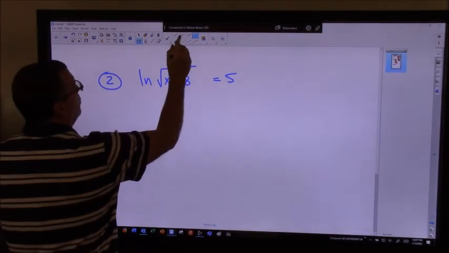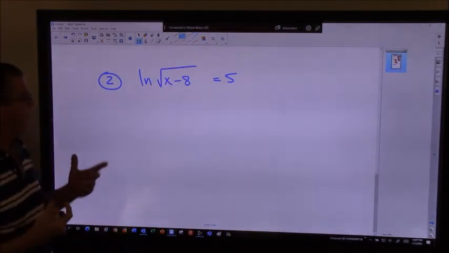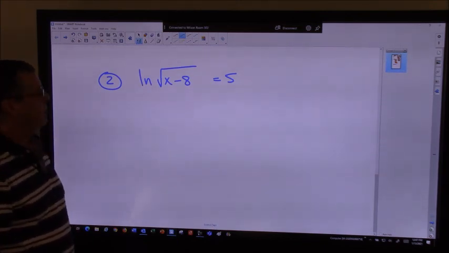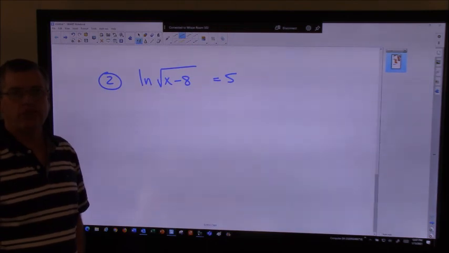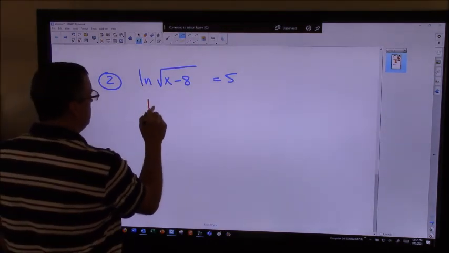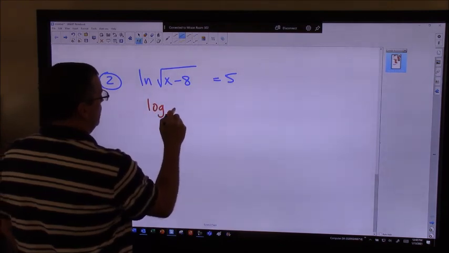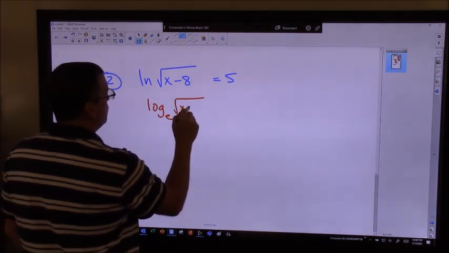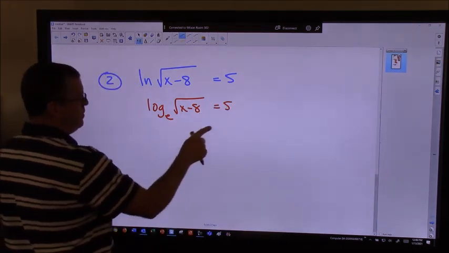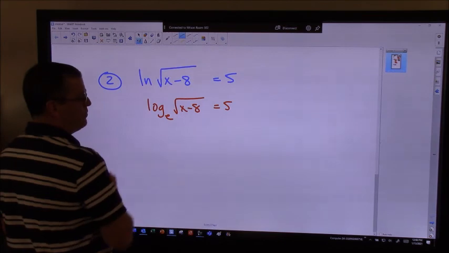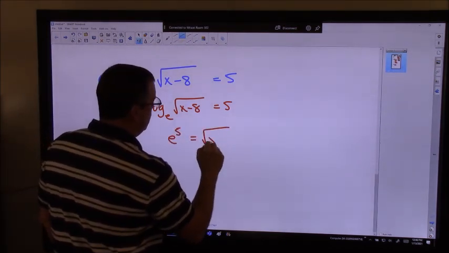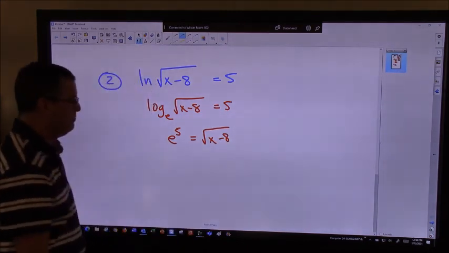All right, so my first step was to isolate the log function. I've already done that. Now convert to exponential form. So if this is log base e, you just go ahead and write it. Log base e of the square root of x minus 8 equals 5. I want to do e to the fifth power equals this square root. So e to the fifth equals the square root of x minus 8.